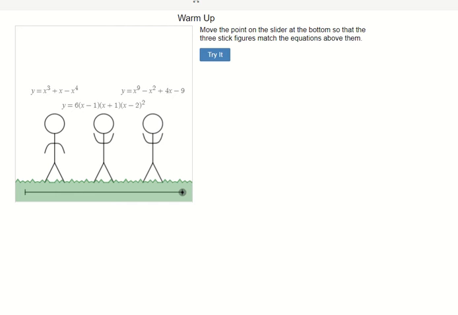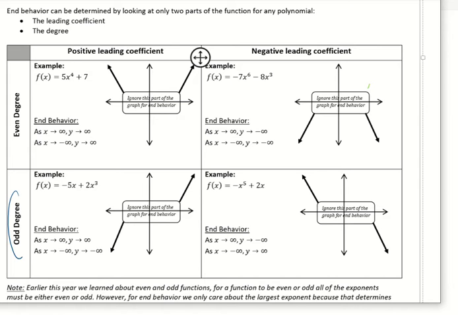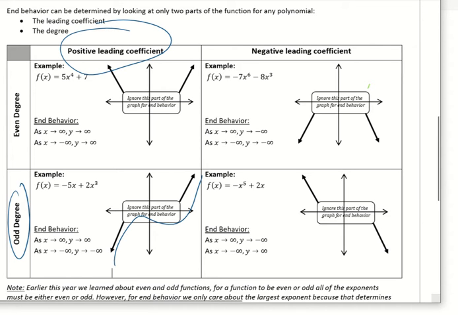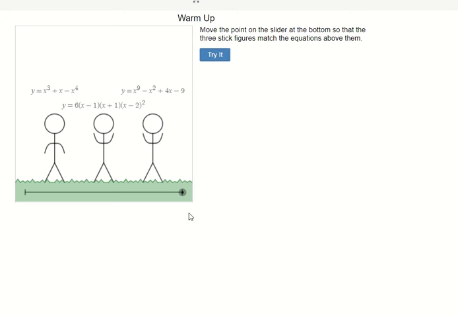And then the last one is, let's see, ninth degree polynomial with a positive leading coefficient. So then we look over here, we have ninth is odd degree, positive leading coefficient, so we're looking at that. So then overall, we're going to have that.